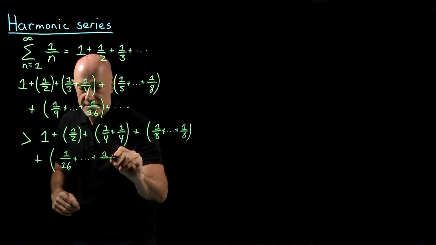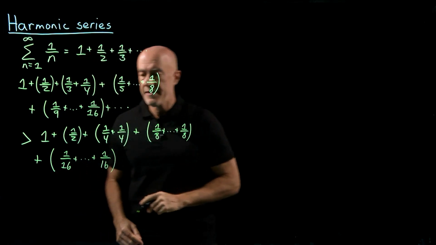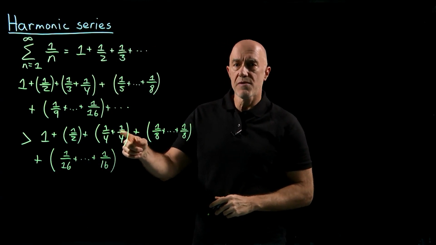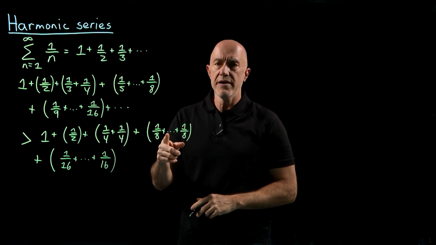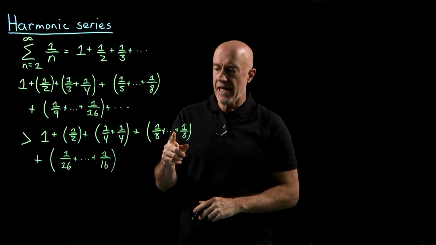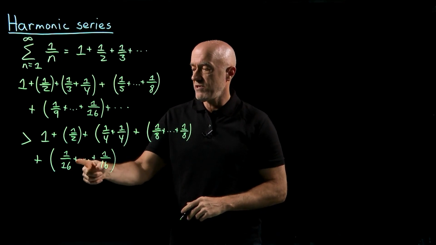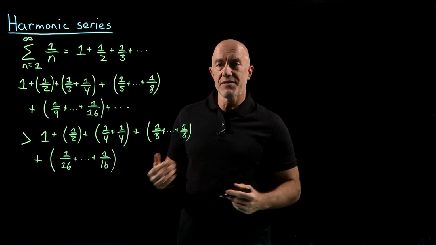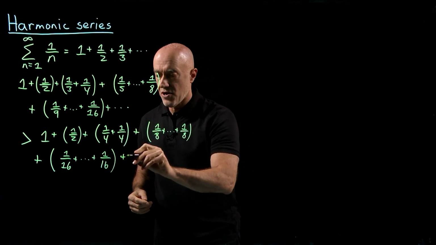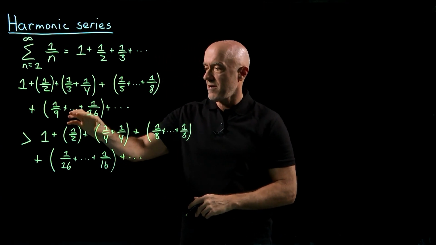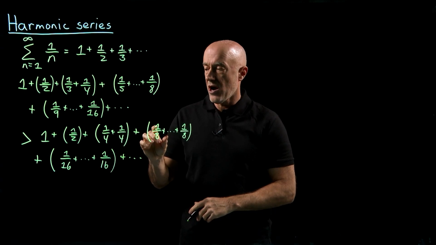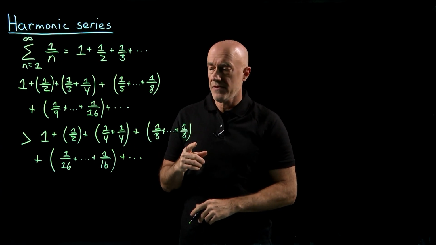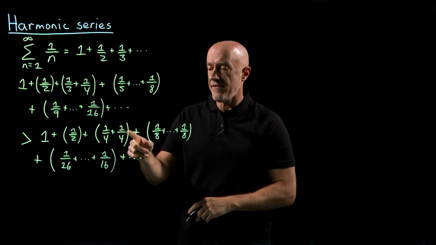Okay? There are 2 terms here, both of them a quarter. There are 4 terms here, all of them 1/8. And there are 8 terms here, all of them 1/16. And we keep on going. So each of these parenthesized terms is then equal to 1/2, right? A quarter plus a quarter is a half.